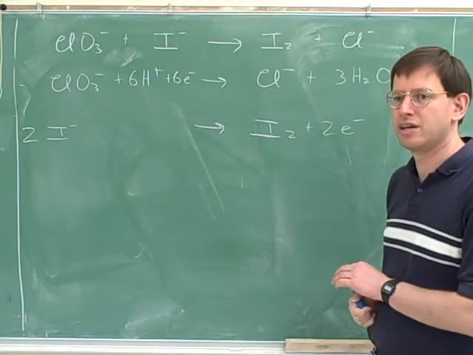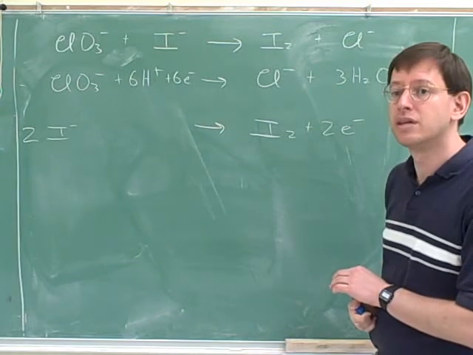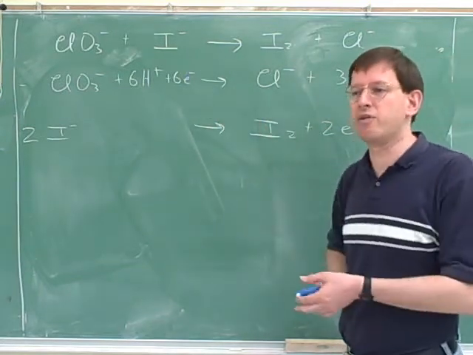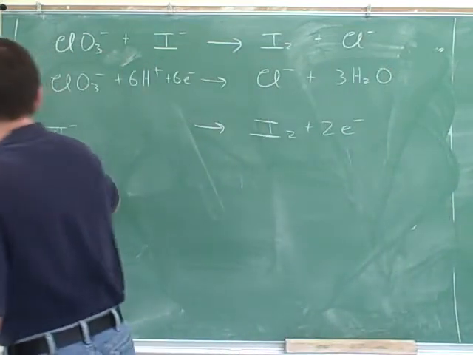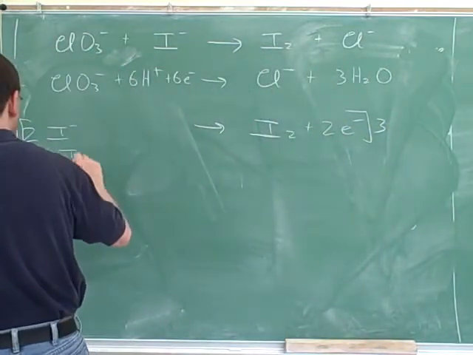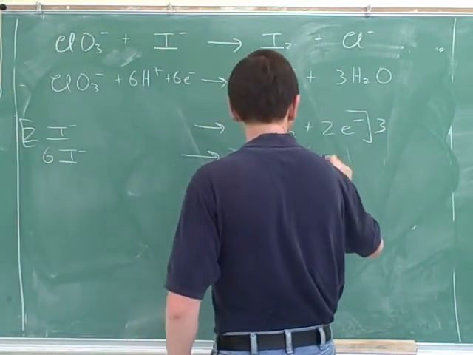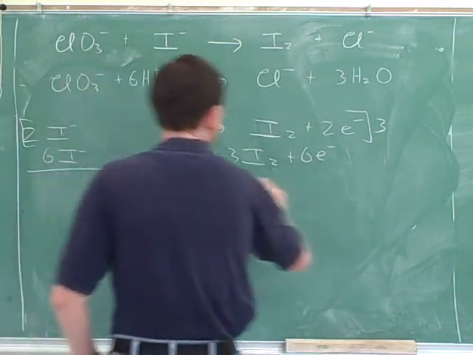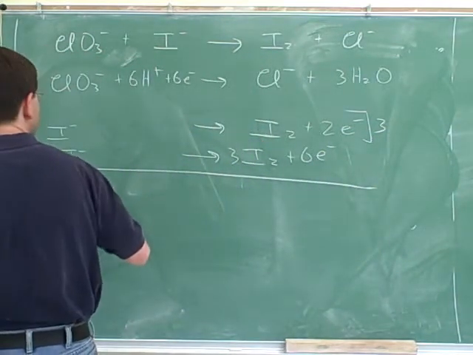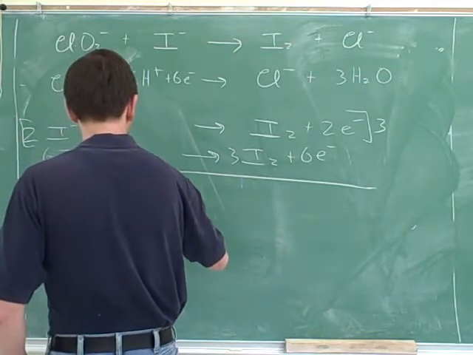So what do we do now? Multiply the bottom by 3. Can't add them until we multiply this by 3. Now we balance electrons by multiplying. So I multiply this by 3, which gives me 6 iodides, 3 iodines plus 6 electrons. Now we can add these together. That gives us ClO3 minus plus 6 H plus.